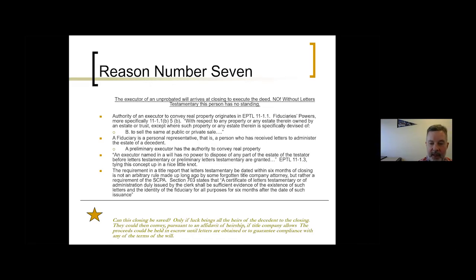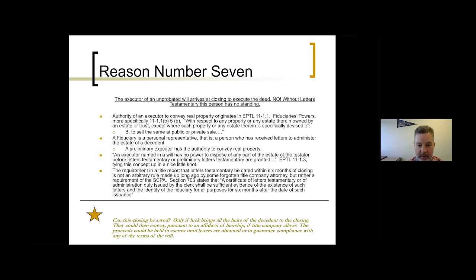They have the power of sale over any property that the decedent owned at the time of death that hasn't been specifically devised. And they can sell it at public or private sale. A fiduciary is a personal representative, obviously, a person who has received letters to administer the estate of a decedent. A preliminary executor has the authority to convey real property. A lot of people don't know that. That is a good thing to know. You don't have to have permanent letters. If you have preliminary letters for an executor, as long as they don't have any limitations on them, then they can be used.